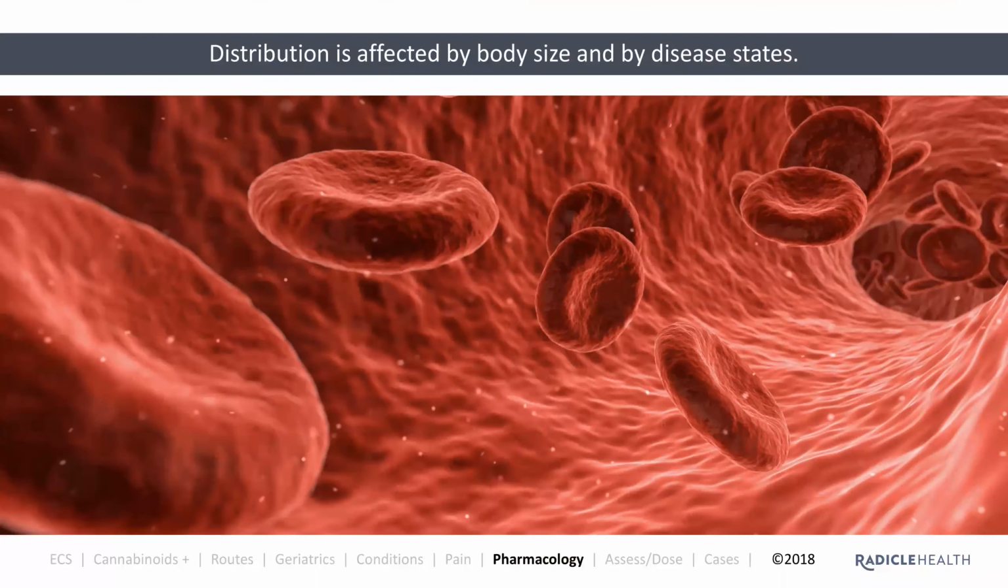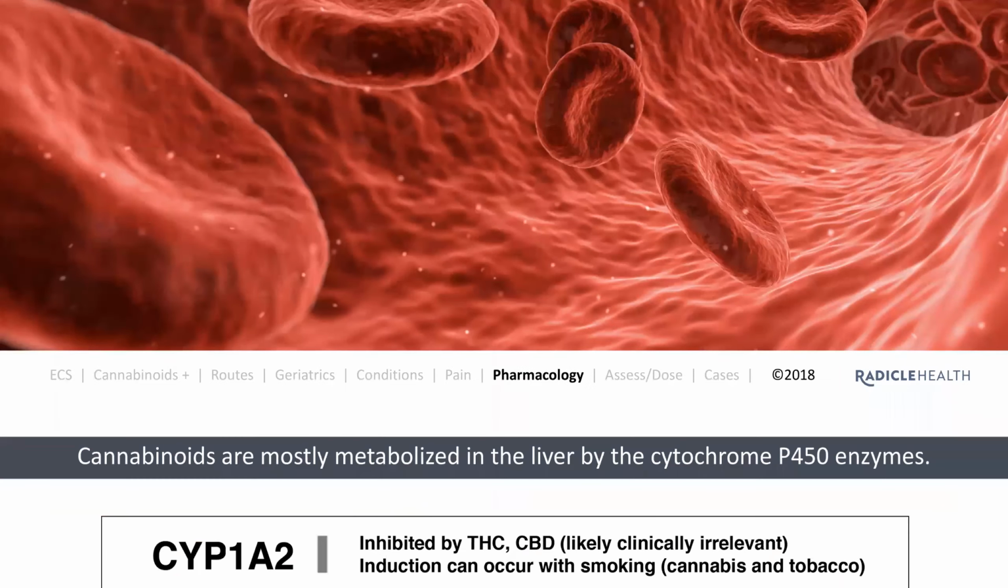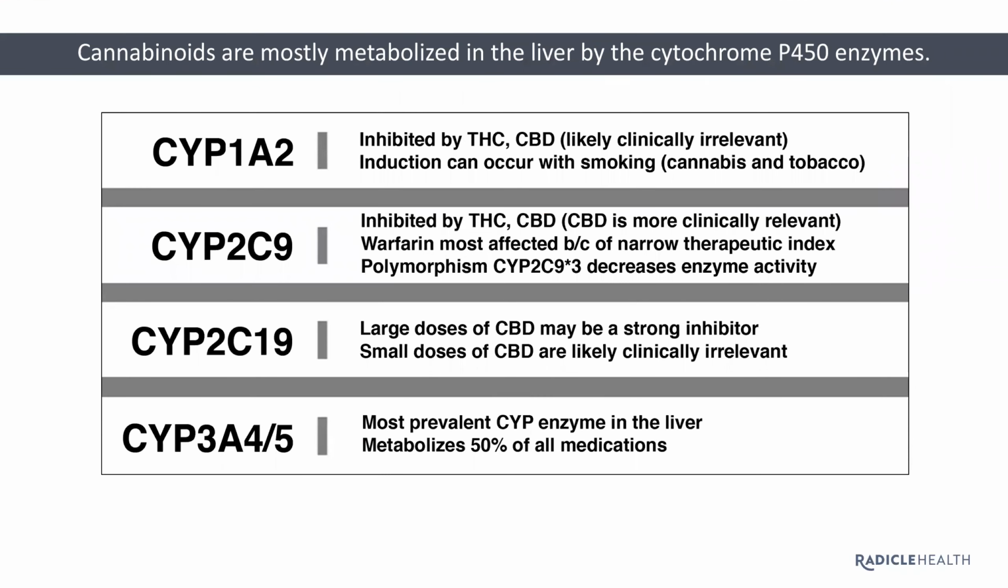The distribution of cannabinoids is affected by our body size and by our disease state. What's really important, I think, to understand is that most cannabinoids are metabolized in the liver, especially through oral ingestion, through the cytochrome P450 enzymes. And this is an example of some of the CYPs where cannabinoids are going to have an effect on metabolism. We know at this point that 1A2 is inhibited by THC and CBD, so this may be clinically relevant. Induction can occur when smoking cannabis and tobacco.